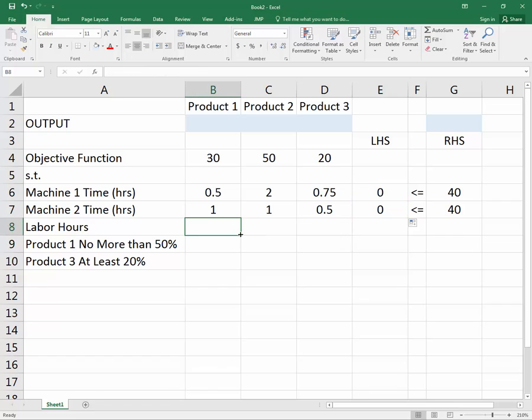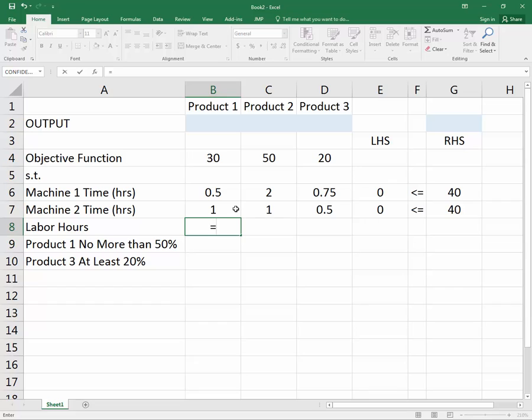Labor hours. So this one's a little more interesting because for every hour that we put on machine 1, we have to double it because there's 2 operators. Every hour that we put on machine 2 is just what that is because it's just one operator. So what we need to do is take 2 times whatever's on machine 1 and add to it what's on machine 2.